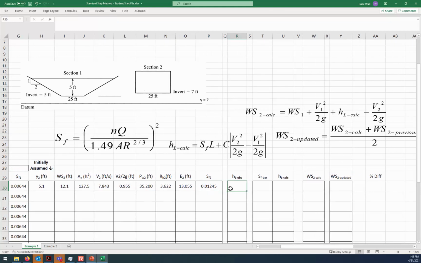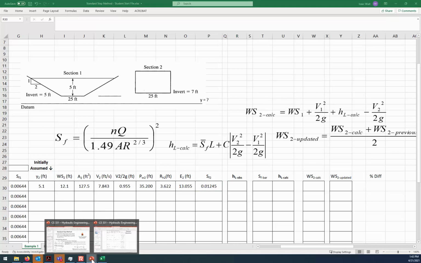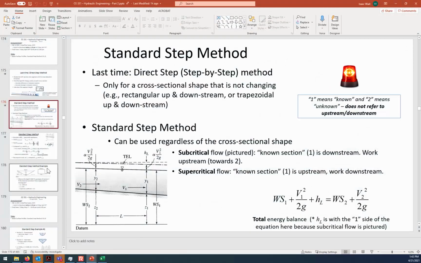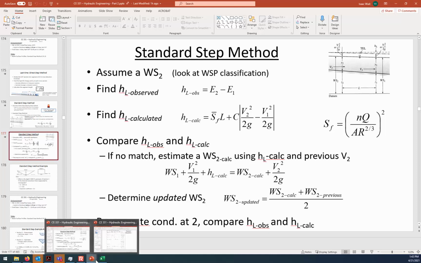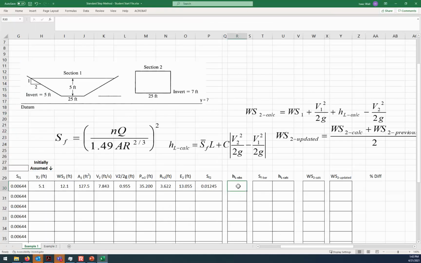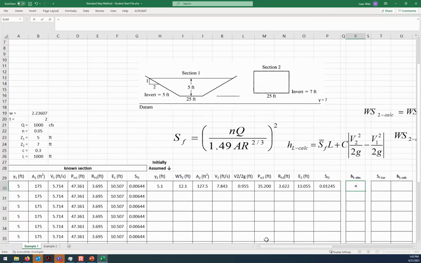All right, so the observed head loss, remember, is simply the difference between the energy at the upstream location and the energy at the downstream location. So the observed head loss is just E2 minus E1. We've got 2.548 meters of observed head loss.